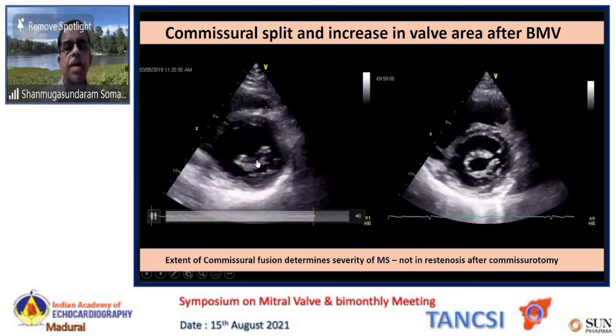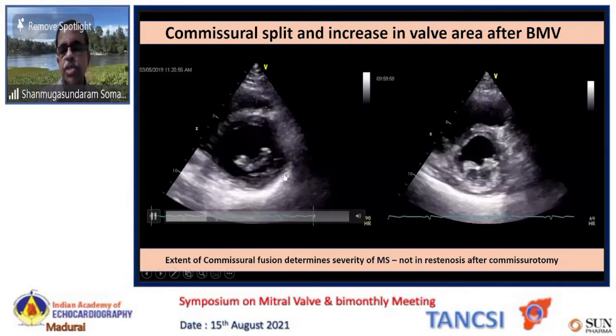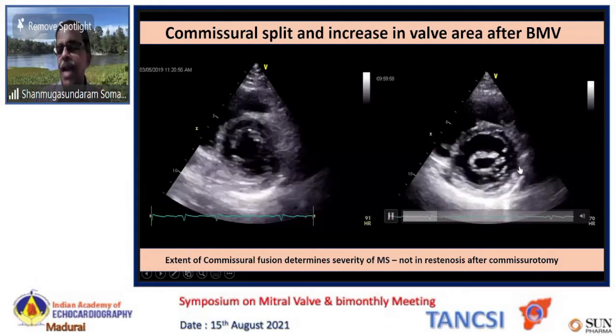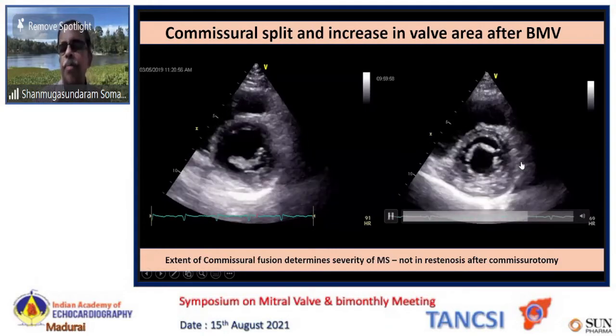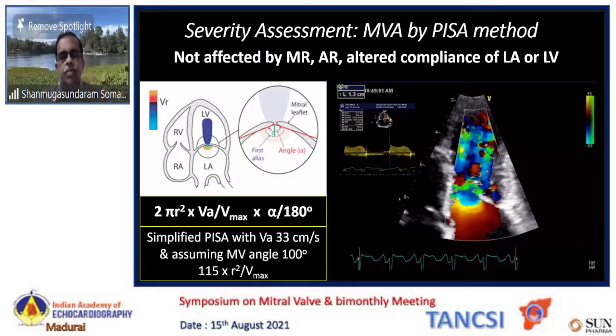Not only the valve area, even the degree of split of commissures matters. Like in this example, the medial commissure is split well, and in this example, the lateral commissure is split well. So it gives additional information about the success of the procedure. Then, when things are not matching with each other, we have certain other methods like the PISA method. But the problem with this is you need to have very long, or frequent estimation by this method to get the expertise.